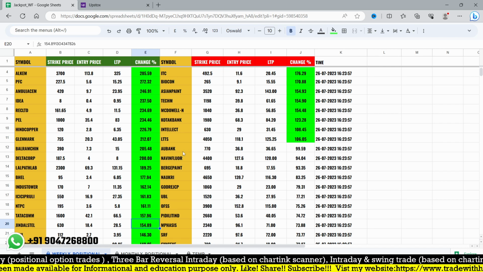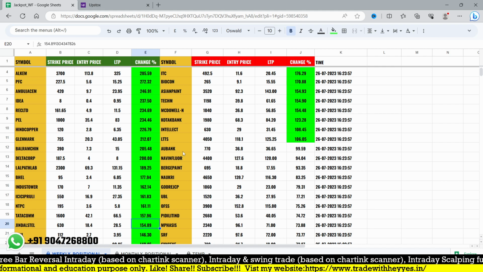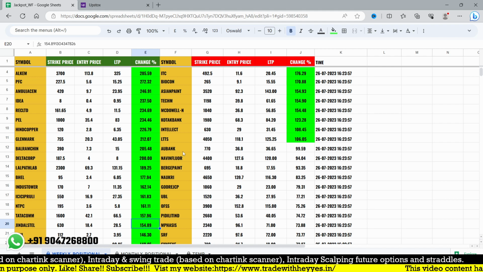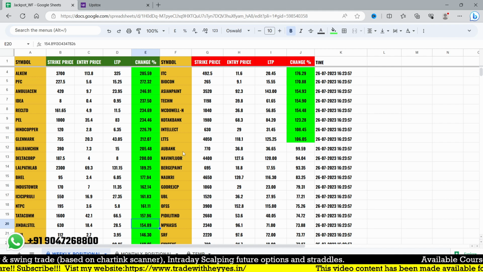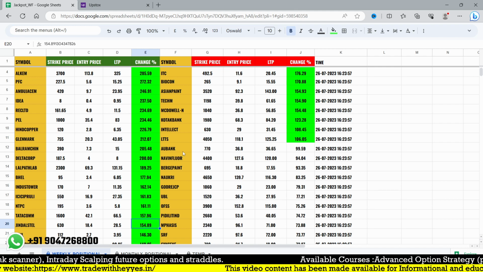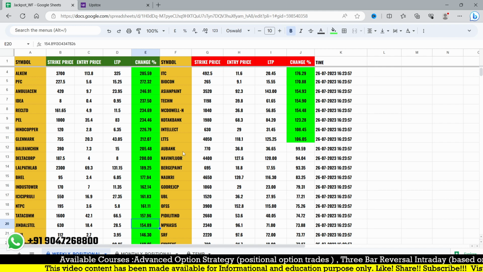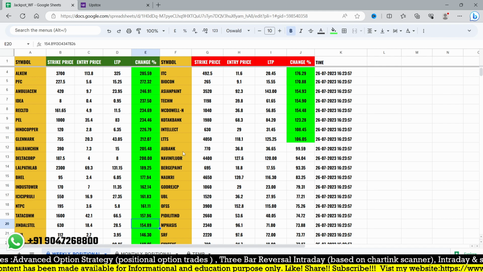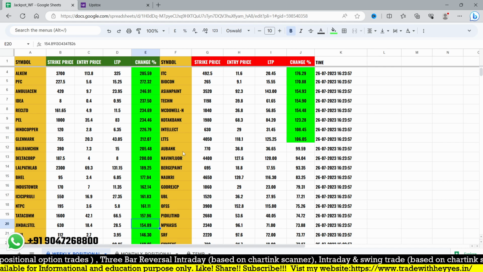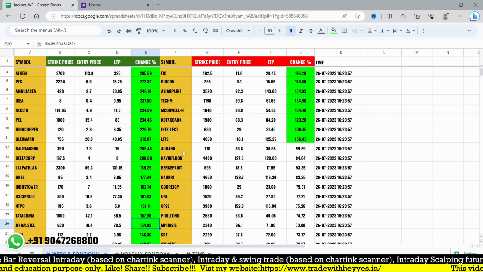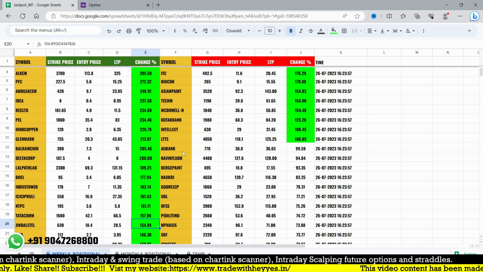It is a related tool which is also useful for my advanced option strategy students. This sheet is mainly developed for the students who attend my classes. They can easily find out the entry point here. Even without the sheet, they can use the entry point based on our advanced option strategy. But we need to work it out and use our charting, scanners and screeners for finding.